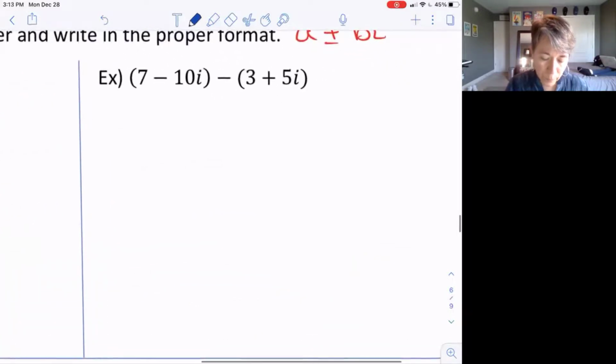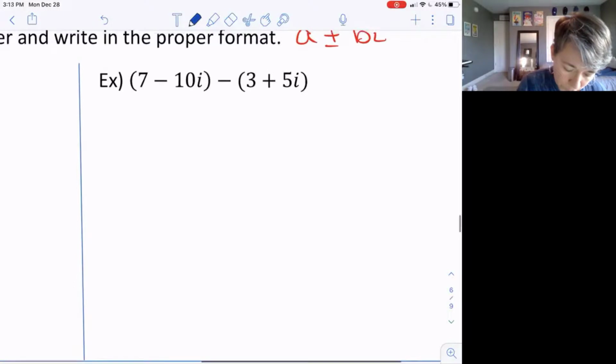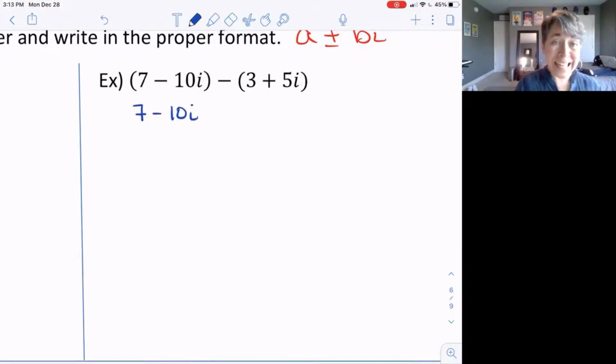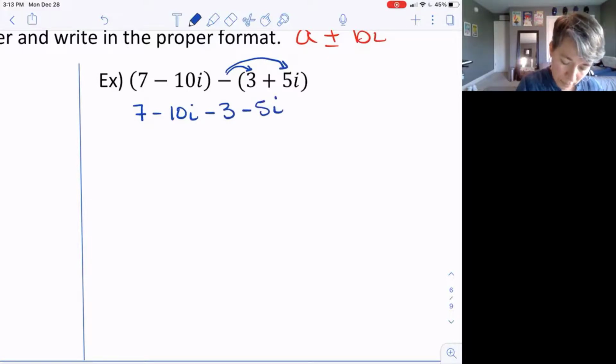In our second example, we are subtracting, not multiplying. So our first parenthesis doesn't change, 7 minus 10i. The second parentheses, we distribute that negative. So we get a minus 3 minus 5i, and then combine like terms. 7 minus 3 is 4, and we get a negative 15i.